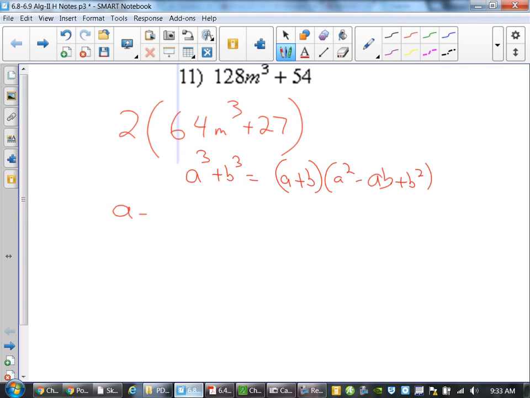A is playing the role of 4m, and B is playing the role of 3. So you wind up with 4m plus 3, 16m squared minus 12m plus 9. And I know yesterday a couple of you guys had asked me if you could factor out that last chunk. It's not going to be factorable.